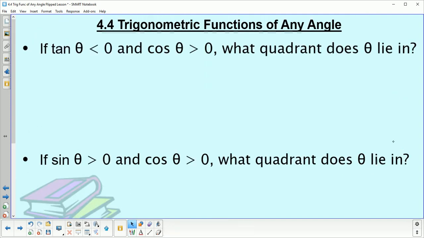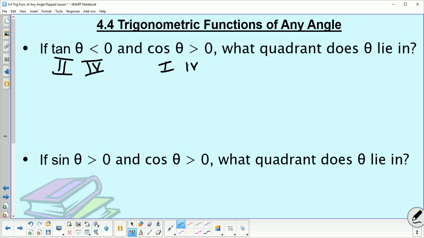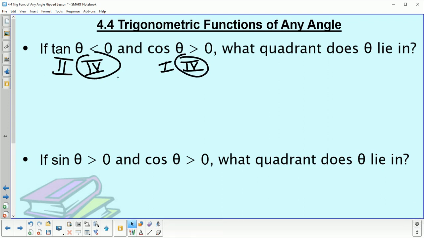And where we might see this is an example like this, so tangent of theta. We know that tangent, like we just talked about, is negative in quadrants 2 and 4. Cosine we know is positive in 1 and 4. So the only quadrant that theta can lie in is the one where they match, where cosine is positive and tangent is negative. That tells us that theta has to be in quadrant 4.